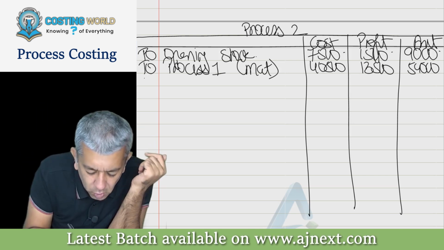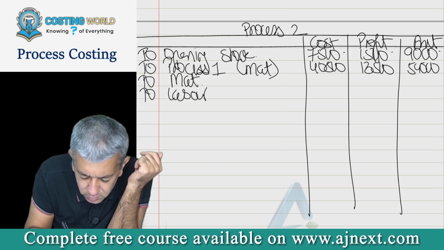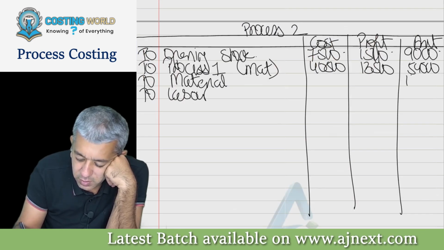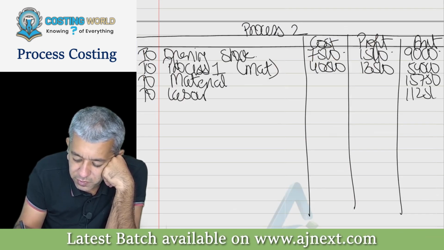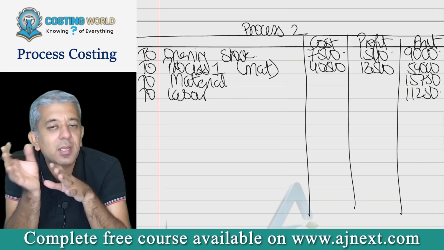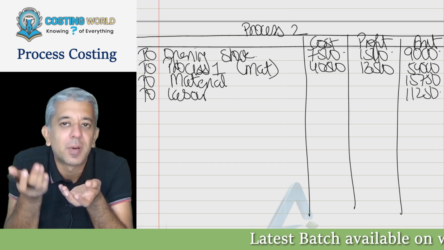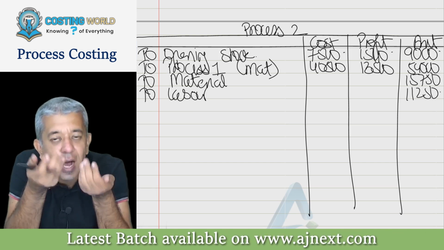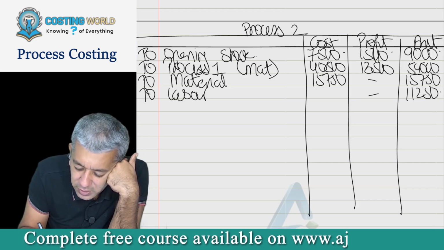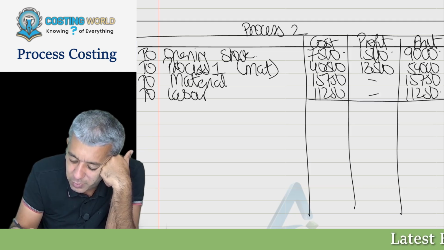Further, obviously, process 2 will incur material and labor. So, material cost 15,750, and 11,250. Do remember, these are the costs that process 2 is incurring. In that, obviously, there is no profit of any department. Boss, you are purchasing materials from the market. How can it have profit of our company only? We are purchasing from outside. So, obviously, dash. 15,750. 11,250. Factory overheads we will not write down now. We will write down that particular thing after some time. Total it up, please.